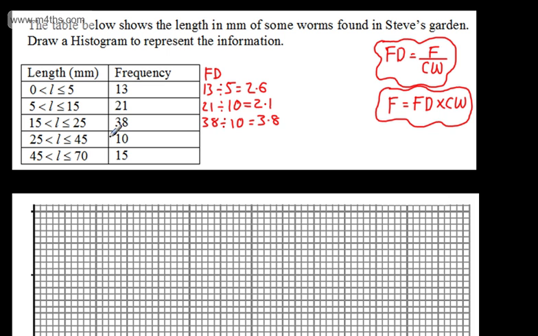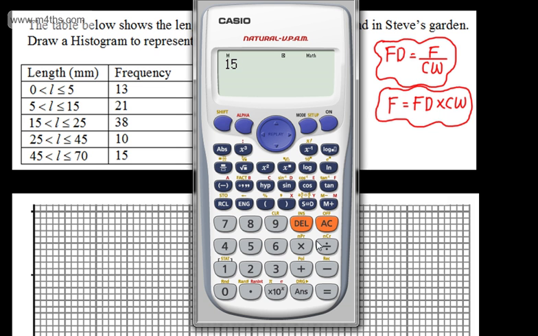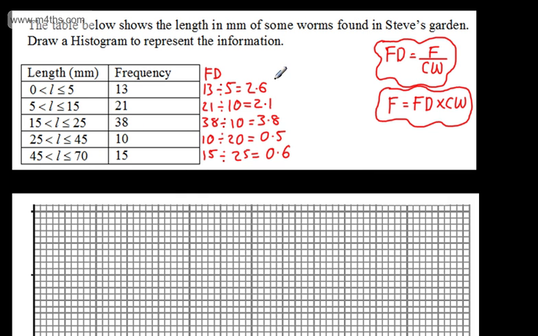This one right here, we've got 10, so 10 divided by the class width. The class width is going to be 20. That's going to give me 0.5. The next one, we got 25, and we've got 15. So 15 divided by 25, which is going to give us 0.6. If you're unsure, just check on a calculator. 15 divided by 25 will give us 3/5 or 0.6. We can just plug that in. So I've now got my frequency densities.